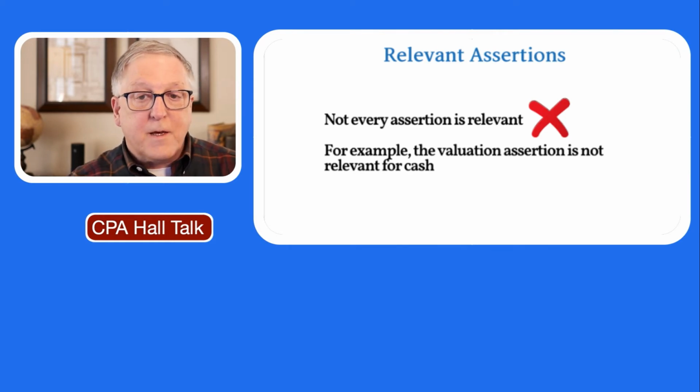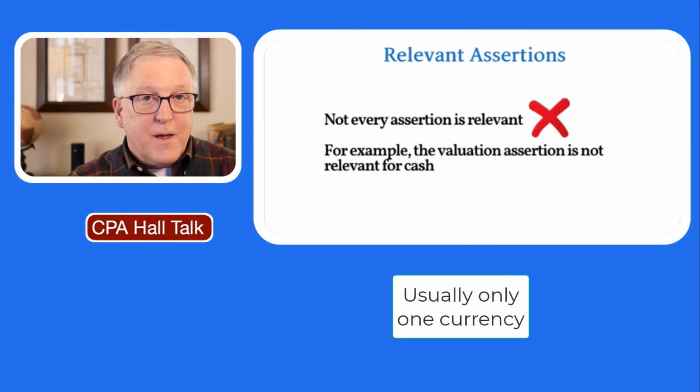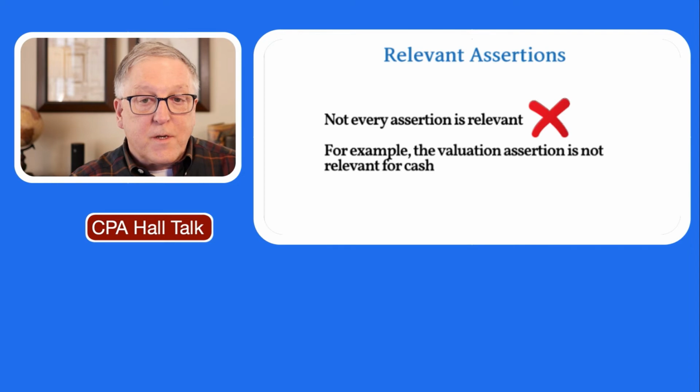In the slide, I say the valuation assertion is not relevant for cash. Well, why is that? Well, because usually when you're auditing, say, a U.S. company, or if you're say, in Europe and you've got euros that you're dealing with, there's usually only one currency that you're dealing with. So you don't have a foreign currency issue, and therefore valuation is irrelevant. You don't really need to do anything in regard to that assertion for cash.